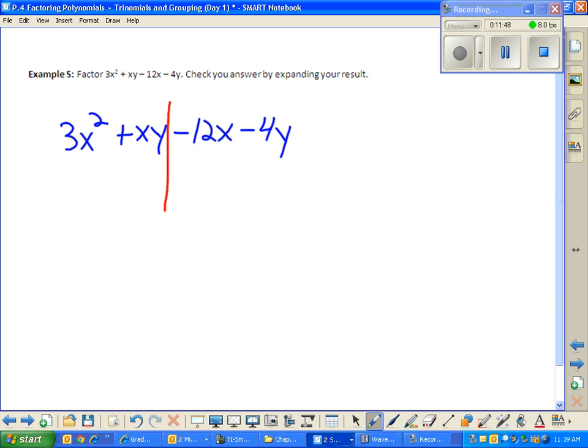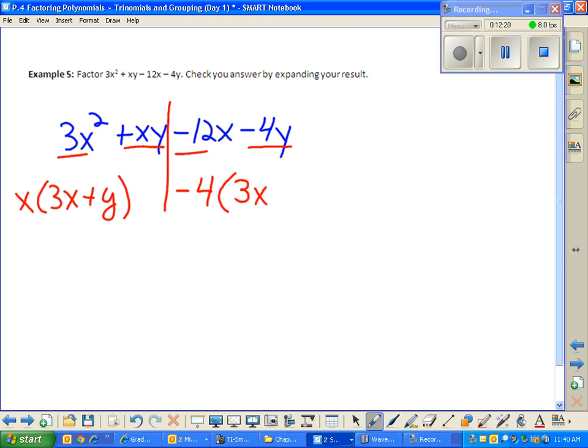So now that I have my line in there, I'm going to go ahead and take a greatest common factor out of the front 2 terms and then out of the back 2 terms. I see that the front 2 terms have an x in common, and that would leave me 3x plus y left over. And then these back 2 terms have a factor of -4 in common. So if I factor out a -4, -4 times 3x gets me -12x, and then -4 times positive y gets me -4y. And the magic happened again.